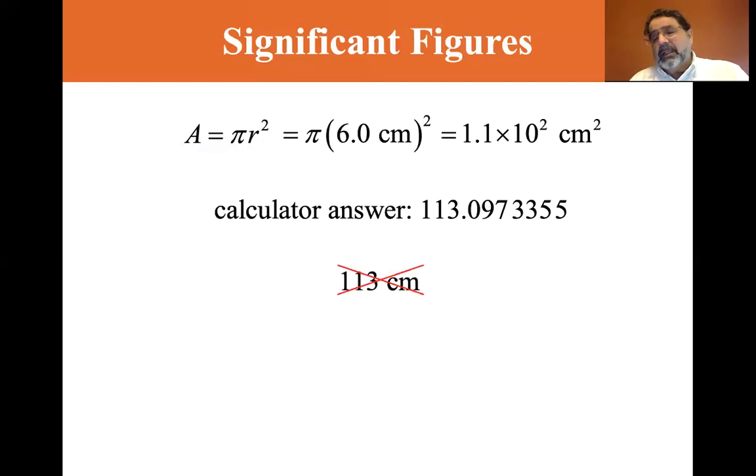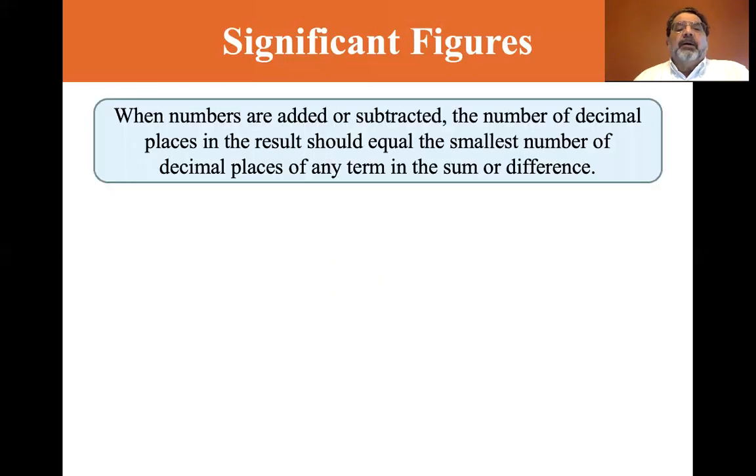Okay, so continuing with this example, it's not 113 centimeters because you only have 6.0 centimeters in your initial measurement. You have to make it 1.1 times 10 to the 2 centimeters. Okay, when numbers are added or subtracted, the number of decimal places in the result should equal the smallest number of decimal places of any term in the sum or difference.